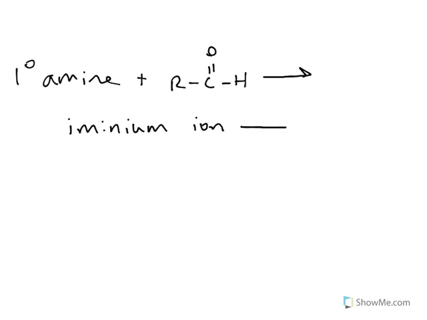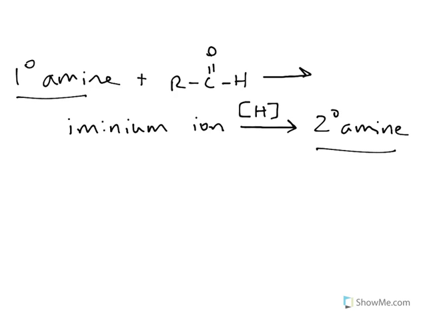Then what we're going to be able to do is take that aminium ion and reduce it. So when I put that H in brackets, I'm talking about reduction again. This is going to give us a secondary amine. So if you notice, we're going from primary amine to secondary amine. All right, very clean reaction.